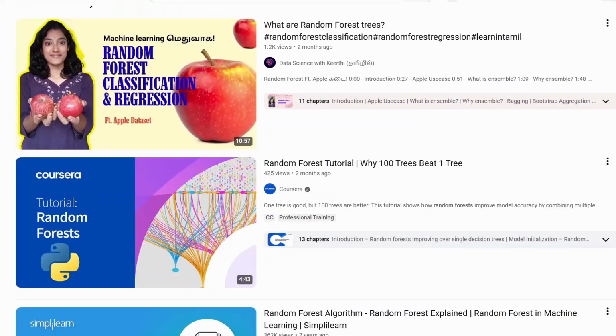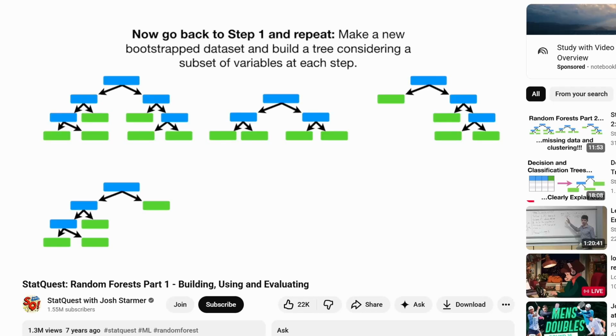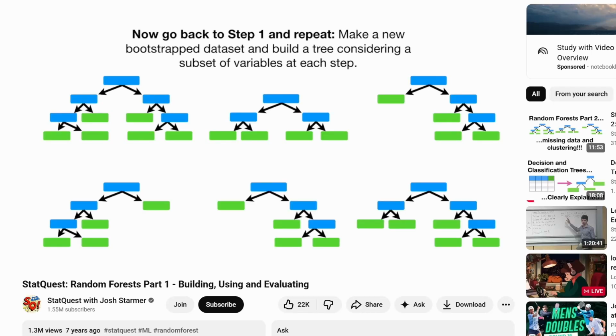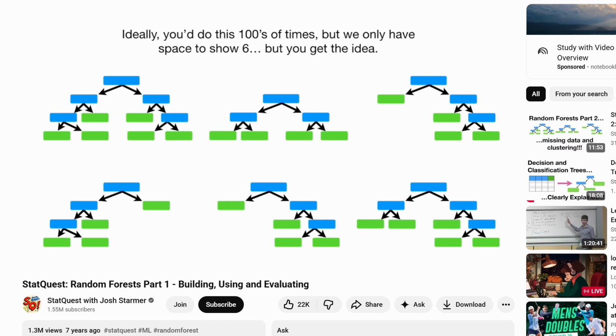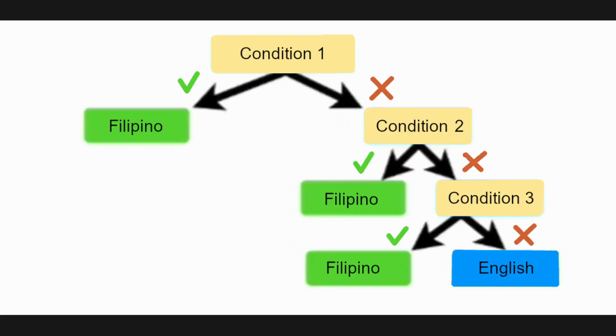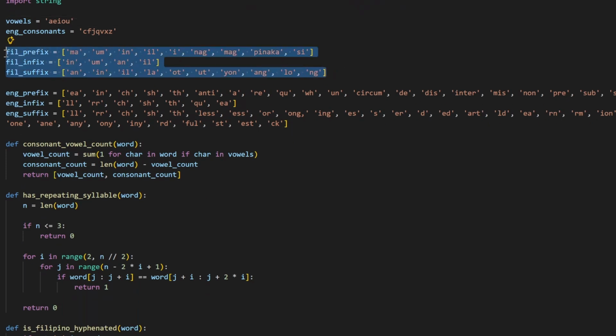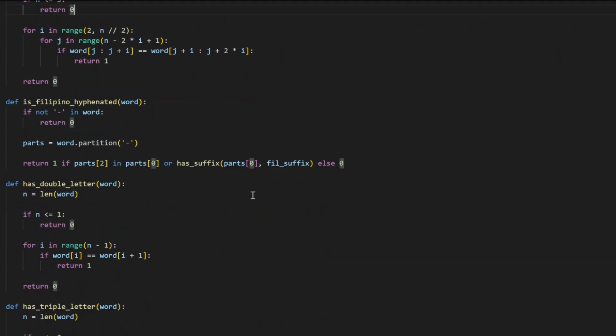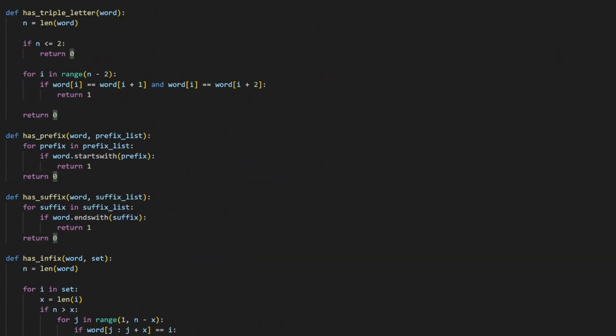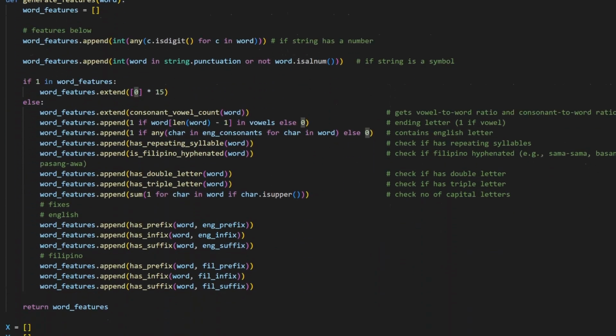We used a version of decision trees called Random Forest to power our model. Josh Starmer has a great explanation on this technique. In essence, decision trees classify words by creating a flowchart-like structure where internal nodes test features like character presence and word length, which are colored yellow in the diagram, and leaf nodes colored green and blue in the diagram assign the final classification. Therefore, it's critical that you define characteristics or features that are unique to the language. For example, defining common prefixes and suffixes in the Filipino and English language helps the model contrast each word.